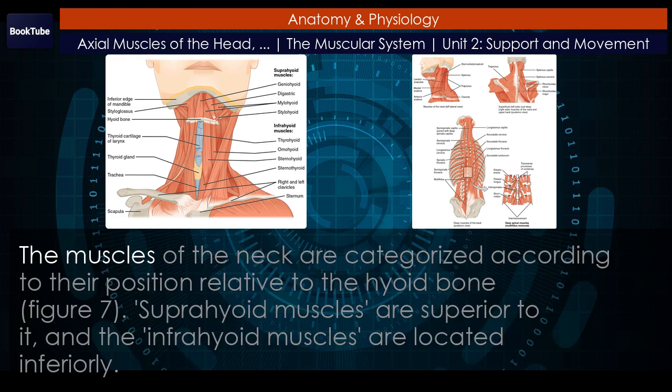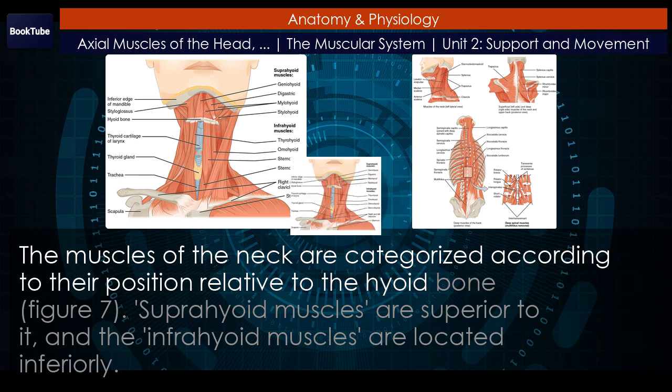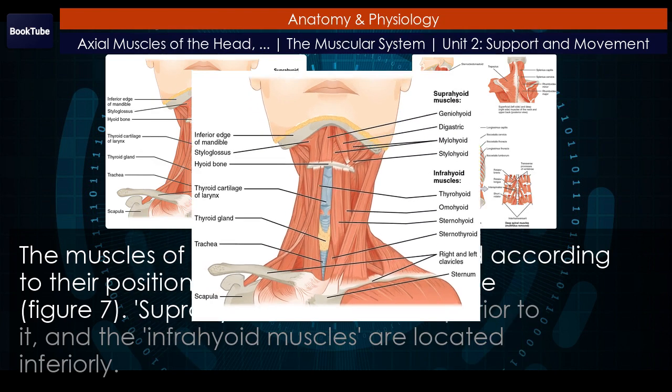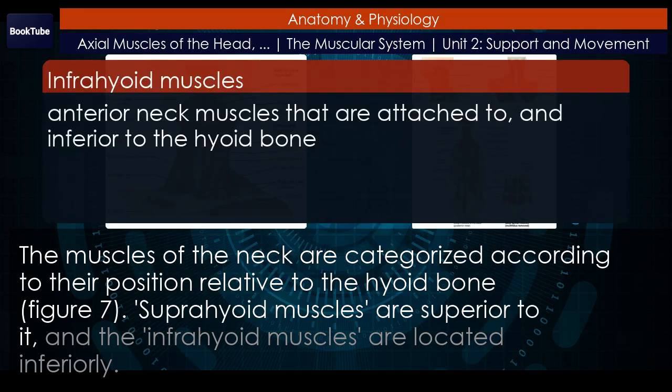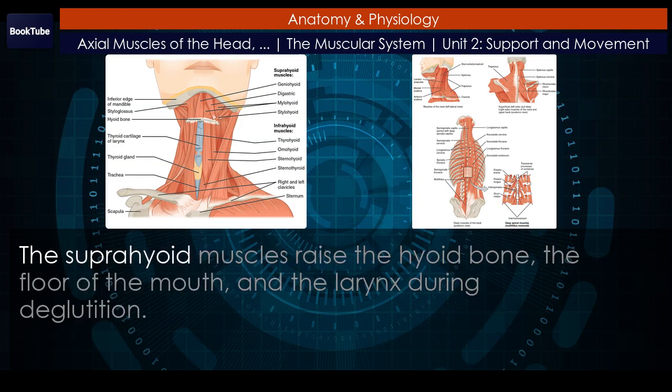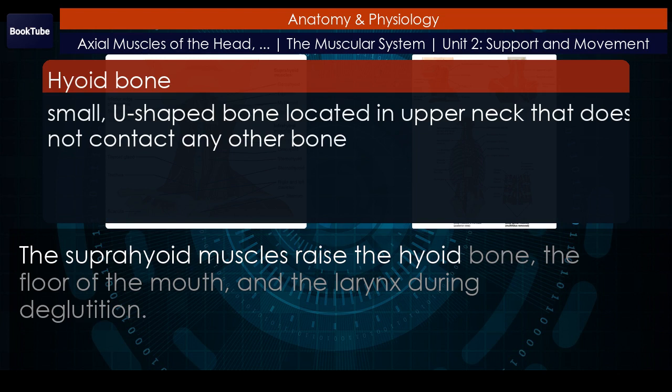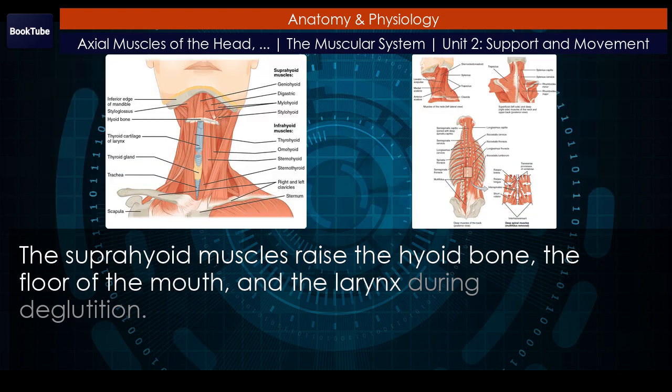The muscles of the neck are categorized according to their position relative to the hyoid bone. Figure 7. Suprahyoid muscles are superior to it, and the infrahyoid muscles are located inferiorly. The suprahyoid muscles raise the hyoid bone, the floor of the mouth, and the larynx during deglutition.